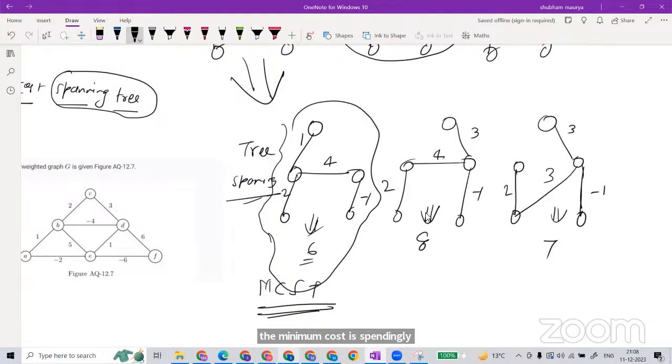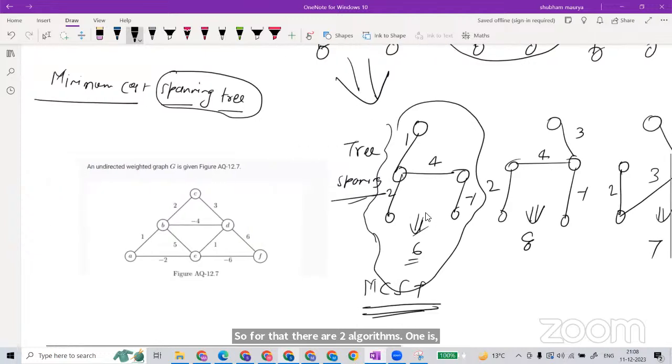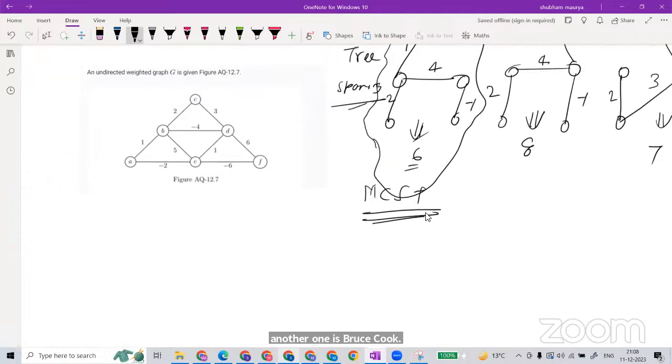So what is the algorithm? In what way will we find exactly the minimum cost spanning tree? For that, there are 2 algorithms. One is Prim's and another one is Kruskal's. Both are different algorithm-wise. So let's discuss Prim's algorithm.